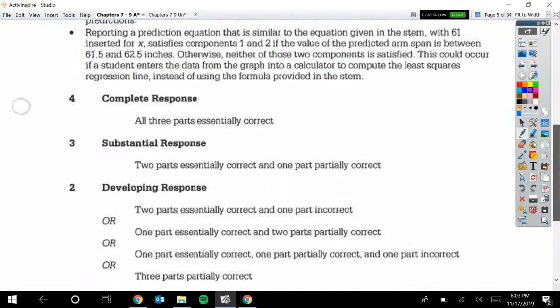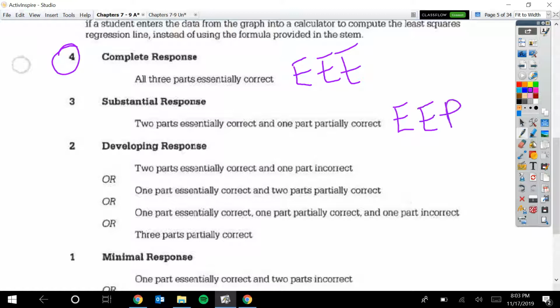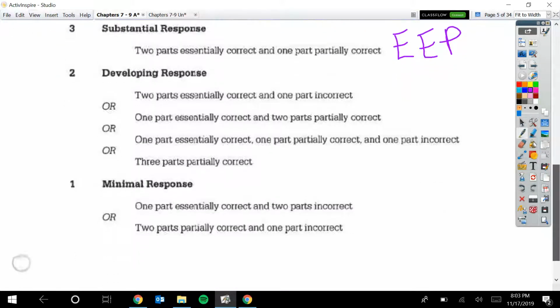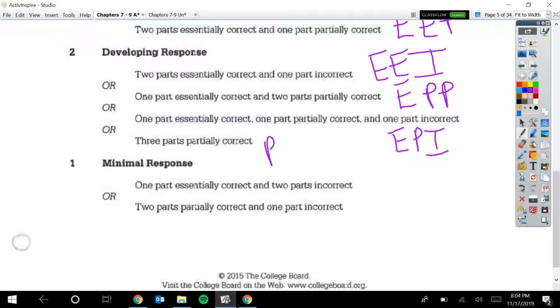So see, all right, let's see how many points you would have gotten total. 4 is the most you can get, and you did that if you did all 3 of these were E's. If you had 2 E's and a P, you got partially, and then there were several different ways you can just get 2 points. 2 E's and an I, E and 2 P's, and then EPI also counts as 2 points, and PPP also counts as 2 points, okay?